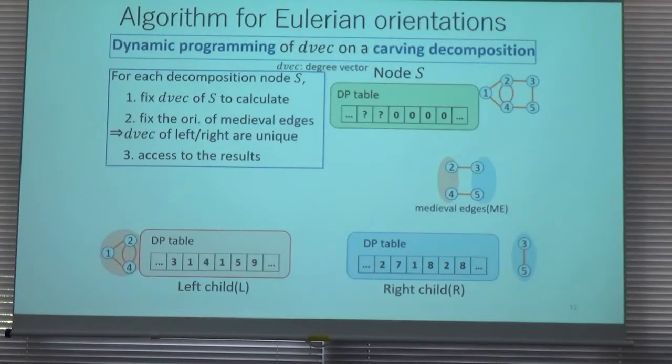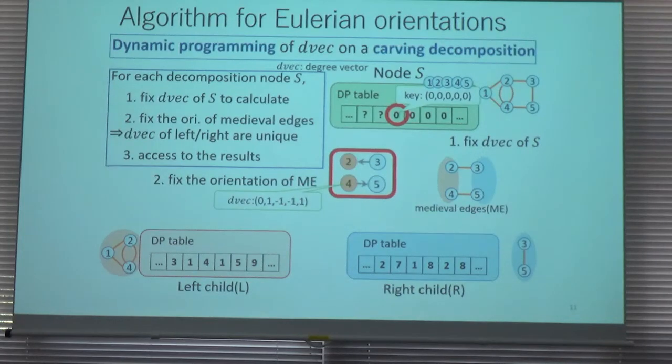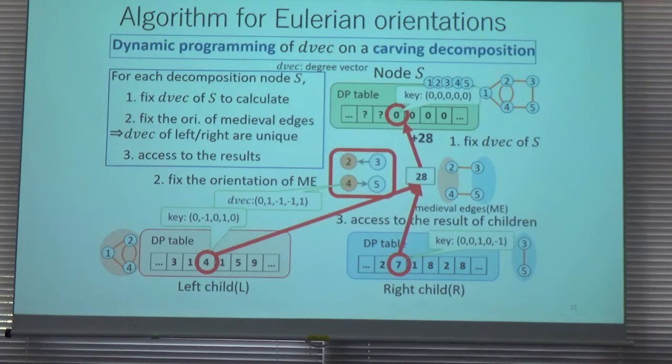And so let me show the overview of our algorithm. First, we fix the key of the current node which we want to calculate, and then we fix the direction of the median edges, which are the edges between the left child and the right child. By fixing them, the values we want to pick up from the left child and right child are uniquely determined, so we can multiply them and add to the current table.